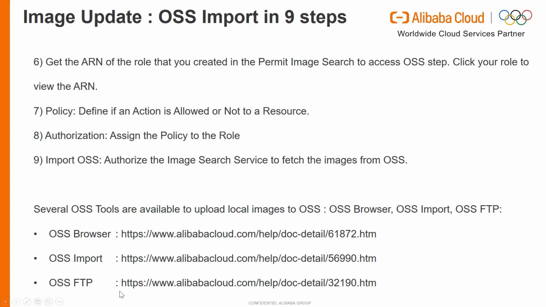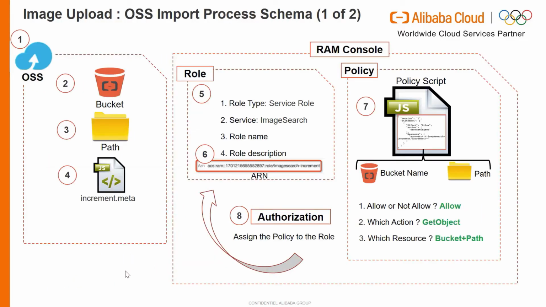There are some useful links which can help you to better understand how OSS import works. OSS Browser is a tool that you can download on your laptop or your web server. This tool will help you to upload the product photos from your web server to your OSS storage area. Here's a schema which can help you to better understand how OSS import works. The 9 steps are shown here.